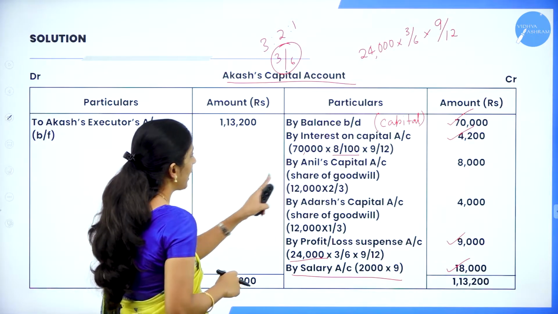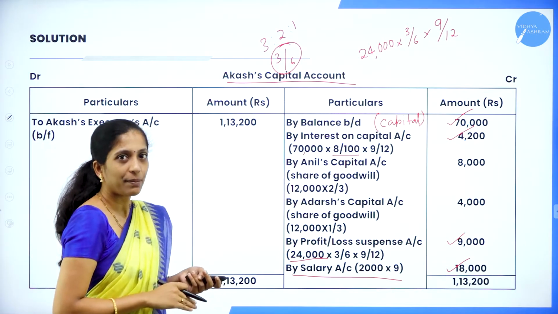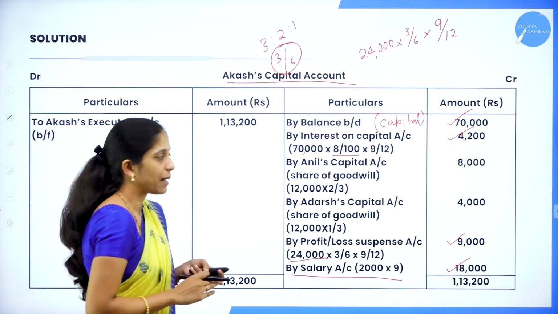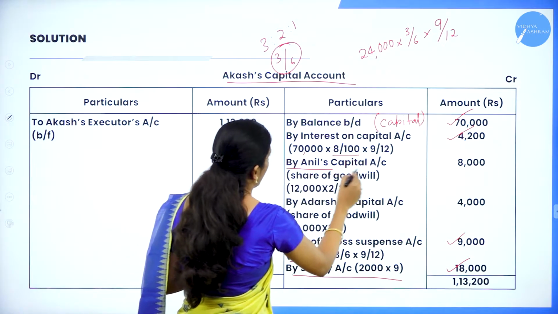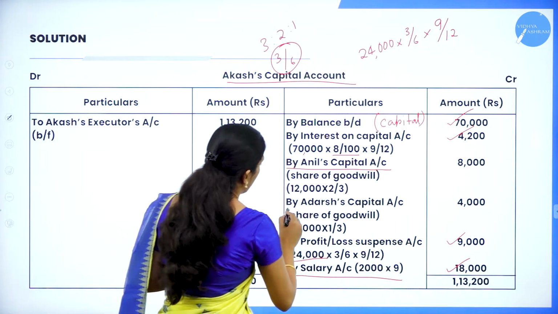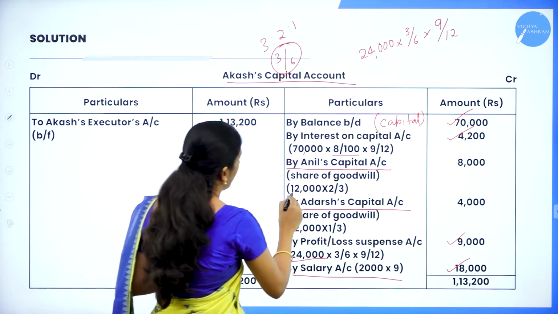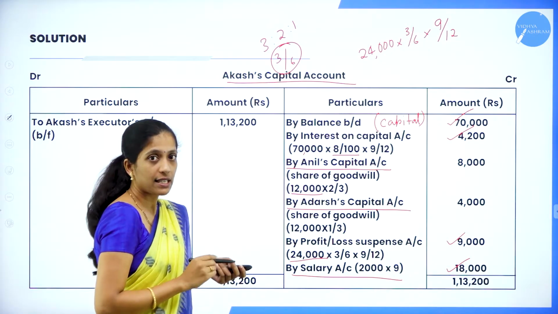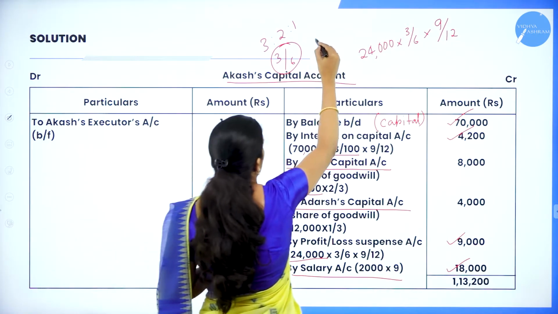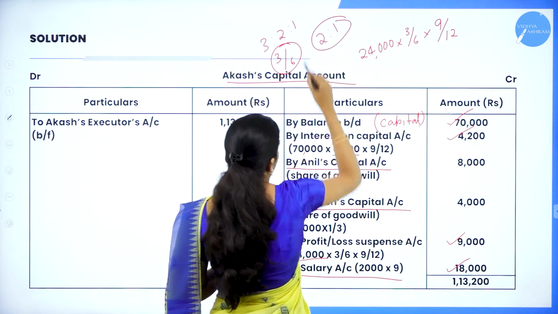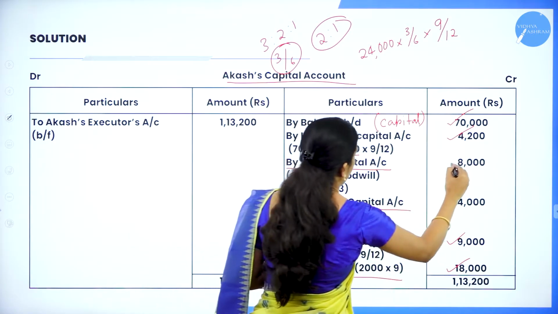Let us see how we have calculated. So, remaining partners' capital account to deceased partner's capital account. So, by remaining partners, by Anil's capital account, by Adarsh's capital account. Now, what is the share of goodwill? 12,000 is the share of the deceased partner, into which ratio are we going to distribute? 2:1, into 2 by 3. So, I'll get 8,000.